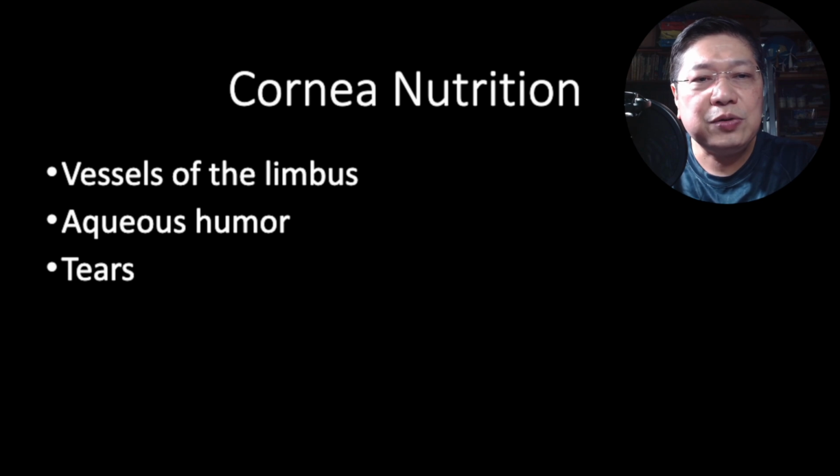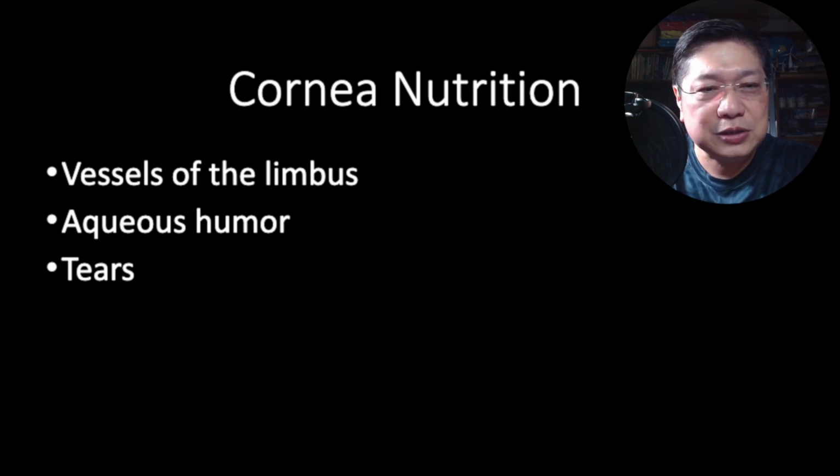Okay, the nutrition of the cornea comes from the vessels of the limbus, the aqueous humor, and the tears. If you look closely, there are no blood vessels in your cornea. So it will get its nutrition from somewhere else. Those near the limbus will get the fluids from the vessels at the limbus. Your limbus is full of small blood vessels, so your cornea gets nutrition from that. The aqueous humor from behind the cornea would also be providing the nutrition and the oxygen that's needed. And the front part of the eye would be reliant on tears.